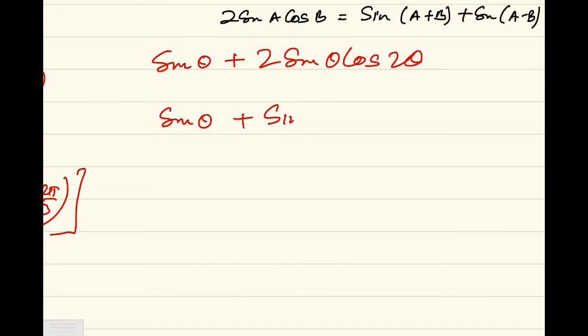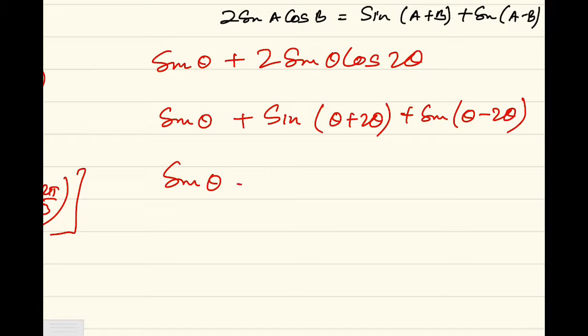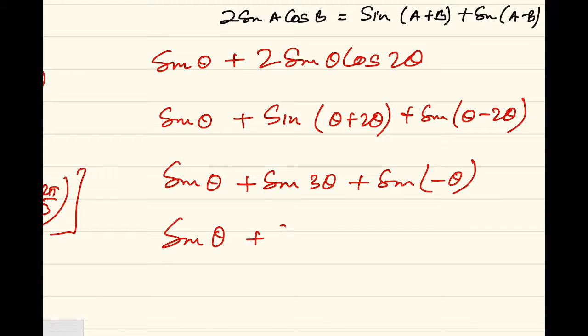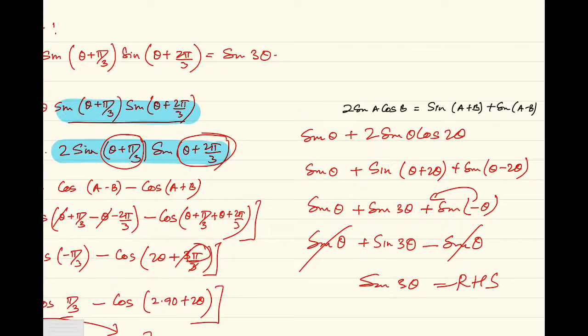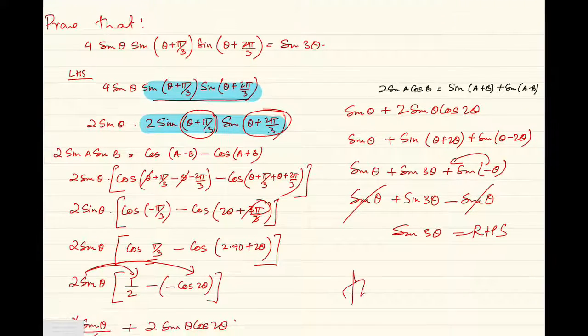So sine, I'll get theta plus 2 theta plus sine theta minus 2 theta, correct? That gives me sine theta plus sine 3 theta plus sine minus theta, and that's sine theta plus sine 3 theta minus sine theta. Why? Minus moves outside, you know, sine doesn't absorb the sign. So finally this gets cancelled, and I have the answer sine 3 theta, which is equal to the RHS. Isn't it, everyone? Check this out. Absolutely. So hence proved.